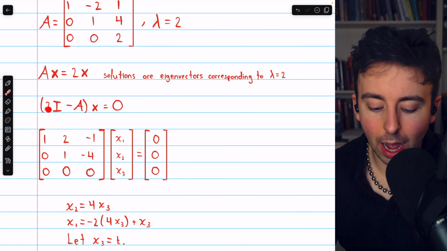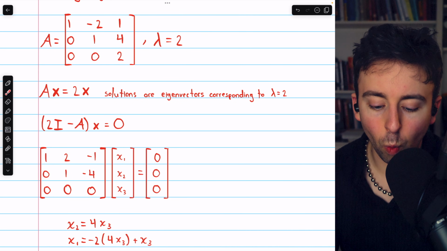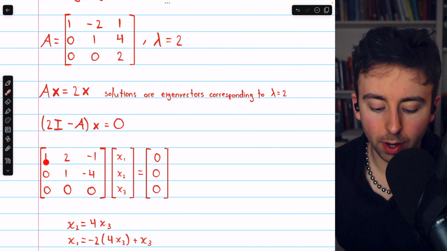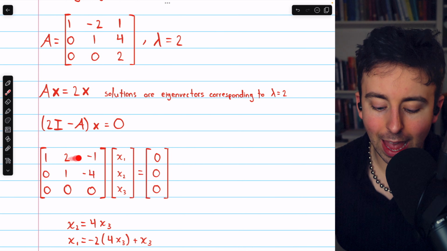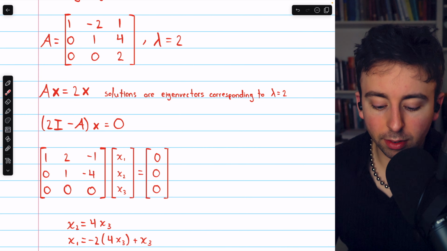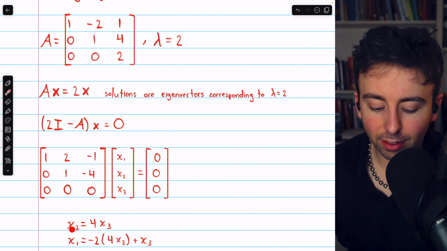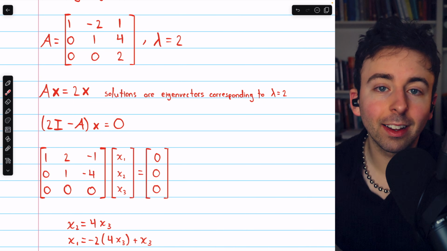This here is 2I minus A. You can verify that. We would have 2 minus 1 in the first entry. That's 1. In the next diagonal entry, we would have 2 minus 1, which again is 1. In the next diagonal entry, we would have 2 minus 2, which is 0. And the rest of these entries are just the negatives of A. So this times this equals the 0 vector. Now, what are the solutions to this system? Well, from row 2, we see that x2 must equal 4x3.